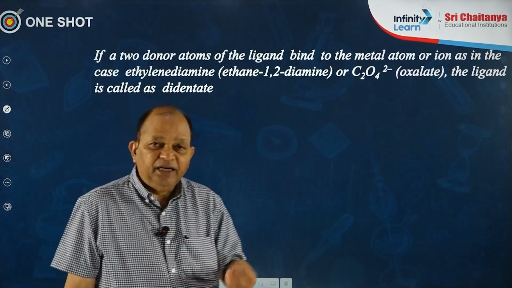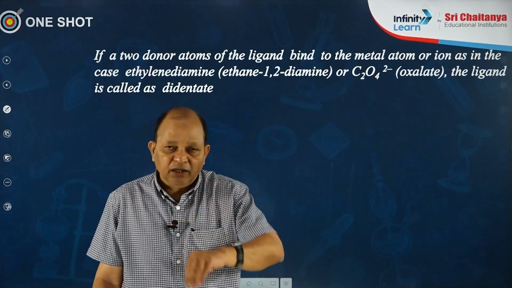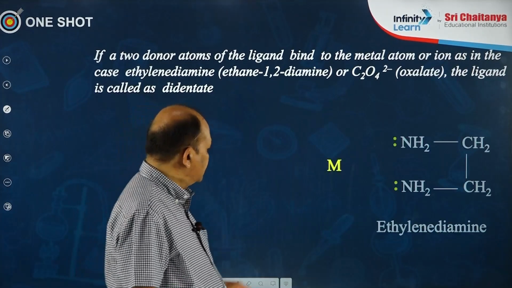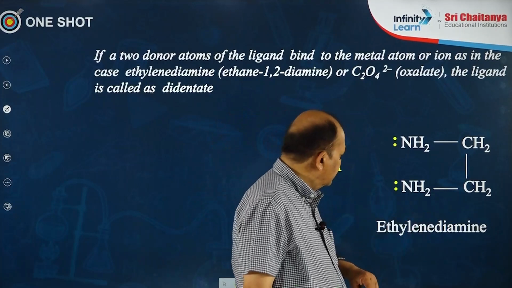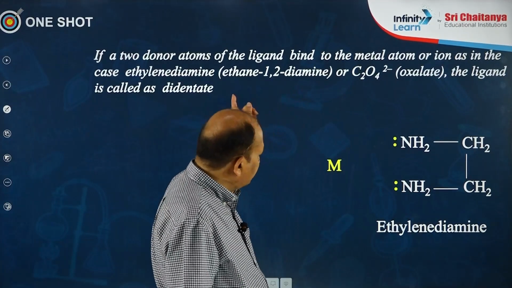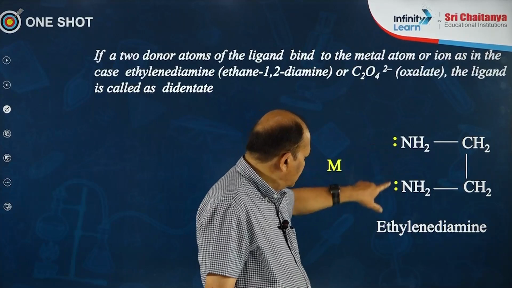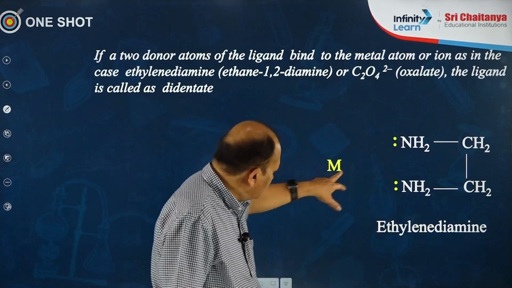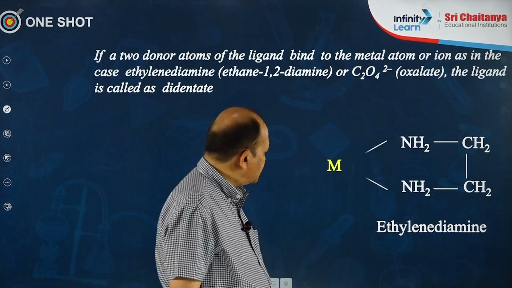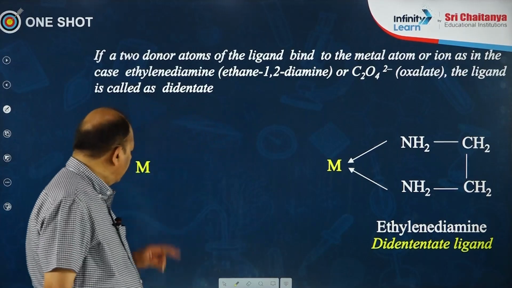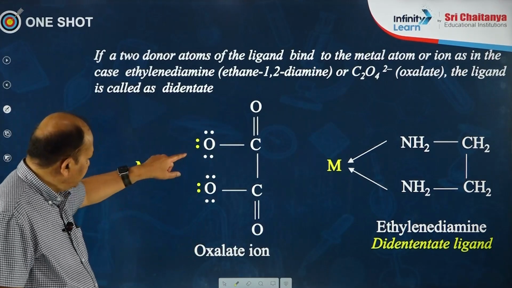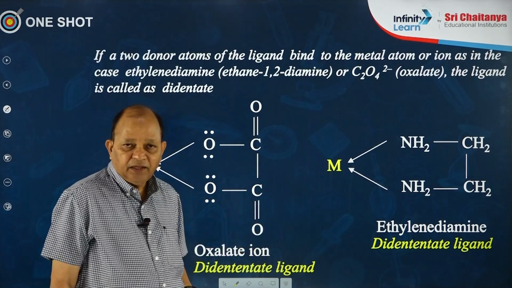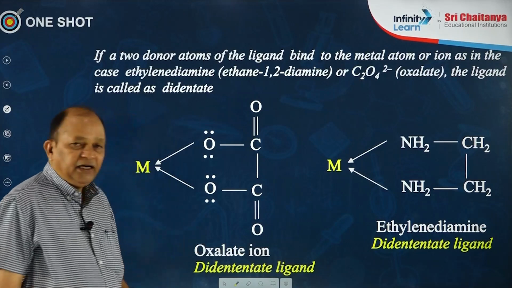Alternatively, a ligand can be didentate, that is, in only one molecule there will be two donor atoms which can bind to the metal. For example, this is a metal, and you can see ethylene diamine, also called ethane-1,2-diamine. These are the two lone pairs of electrons that can be donated to the metal. So it is didentate, one molecule can form two bonds. One more example, this is a metal, this is the oxalate ion, here also it can form two bonds. So these are the didentate ligands, ethylene diamine and oxalate ion.